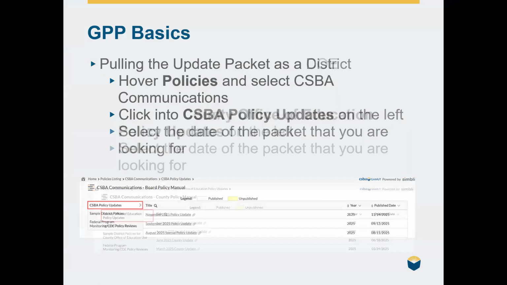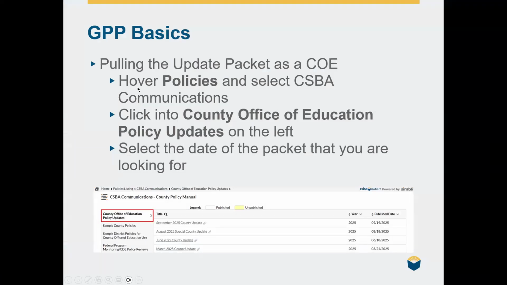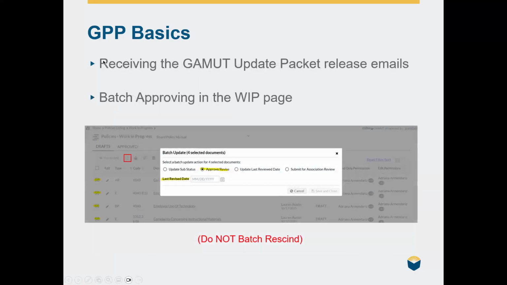Now for a COE, it's almost the same, just some things have some different language. So to pull the packet as a COE, you're going to hover policies, select CSBA communications, and then click into County Office of Education Policy Updates on the left. You can see in red there, and select the date of the packet that you're looking for from the list. And that's it. When you click in, it's going to look the same, and you're going to use that same copy all documents button to get in there. So that is the basic function of the GPP site. Now we can go from here into the more advanced stuff. Actually, just kidding. There's a little bit more here.